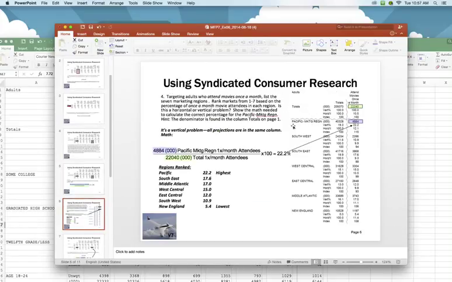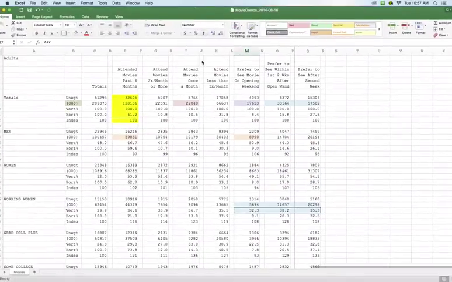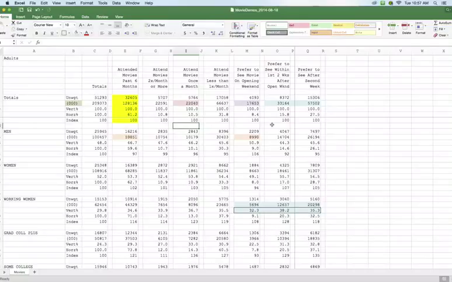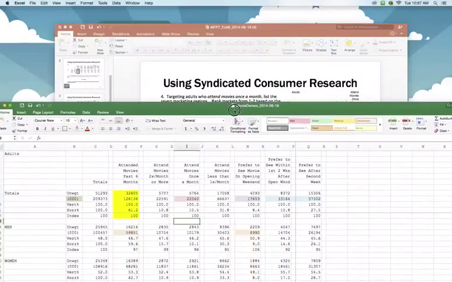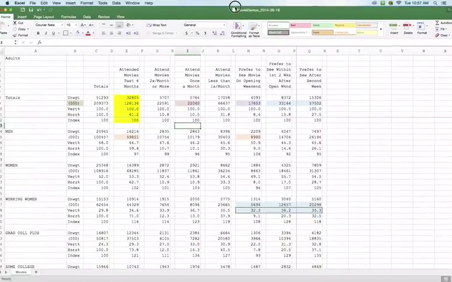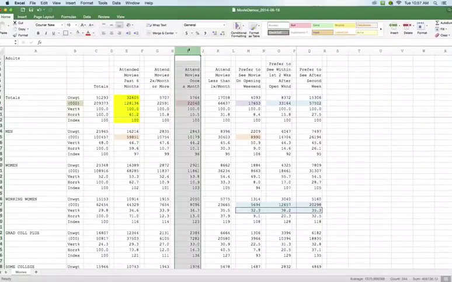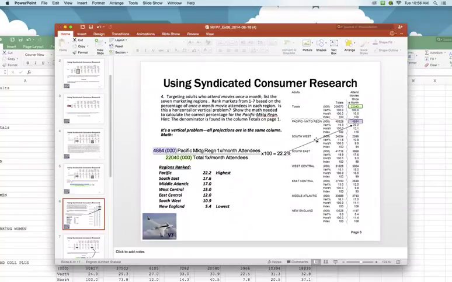The next problem they're looking at, so I'm going to do a little trick for those who don't play in Excel as much as I do. That's fine if you don't. You'll notice that we're looking for attending movies once a month. So this is our column we're paying attention to right now. And I've got my totals here. So it's kind of a two-part question if you look at it carefully enough.